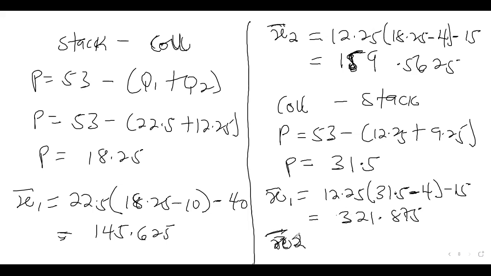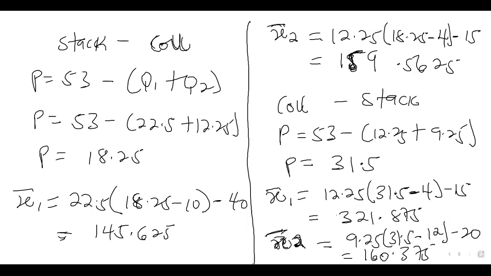Firm 2, that is playing Stackelberg, his output is 9.25, the price is 31.5. Then if firm 2 is playing Stackelberg, his marginal cost is 12, and then his fixed cost is 20. So we will now have 160.375 as the final answer.